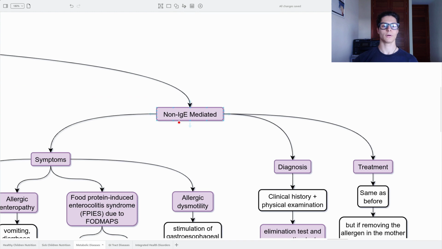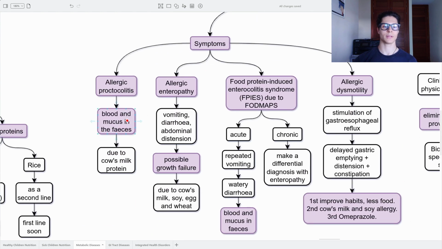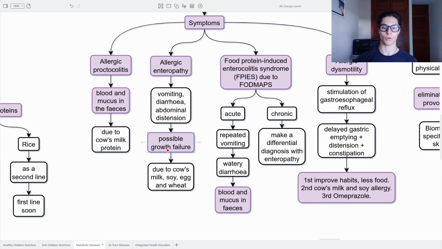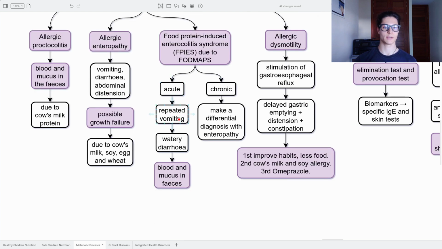On the other hand, we have the non-IgE mediated symptoms: allergic proctocolitis, blood and mucus in the feces due to cow's milk protein, allergic enteropathy, such as vomiting, diarrhea, and abdominal distension. This is possible growth failure related, and due to cow's milk, soy, egg, and wheat. Food protein-induced enterocolitis syndrome due to FODMAPs. These are the carbohydrates that are very short and can be fermented in the gut. Acute repeated vomiting, watery diarrhea, and blood and mucus in feces.